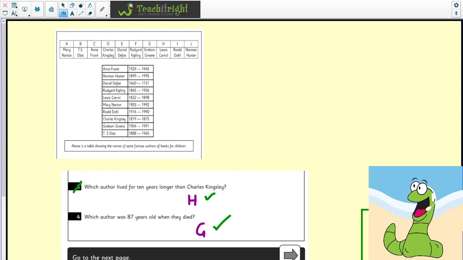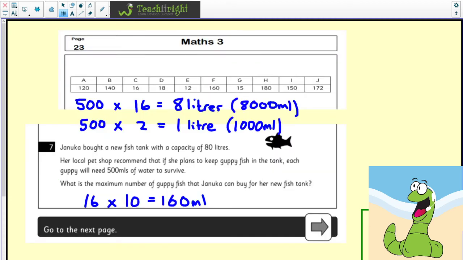Let's move on to the next section now. And the next section is all about different animals and the recommended way of keeping them. And again, you've got all the answers at the top. It's just a case of working them out. And again, I've got some jottings here just to show you. So Januka bought a new fish tank with a capacity of 80 litres. Her local pet shop recommend that if she plans to keep guppy fish in the tank, each guppy will need 500 millilitres of water to survive.